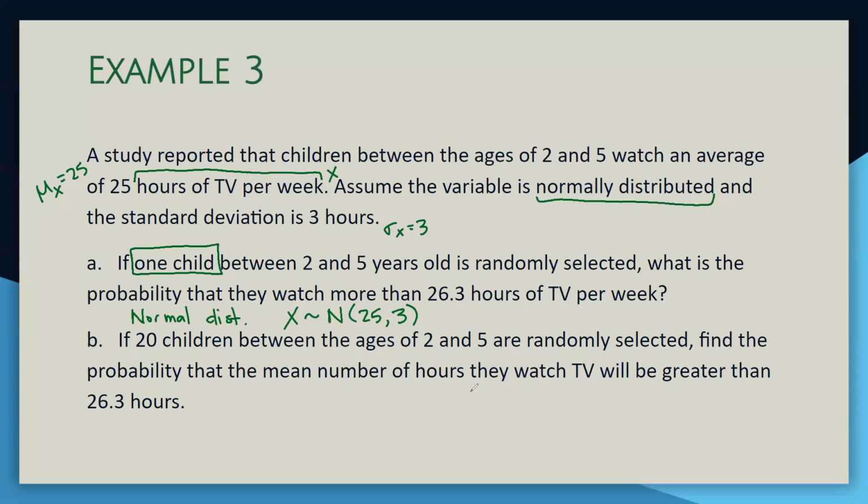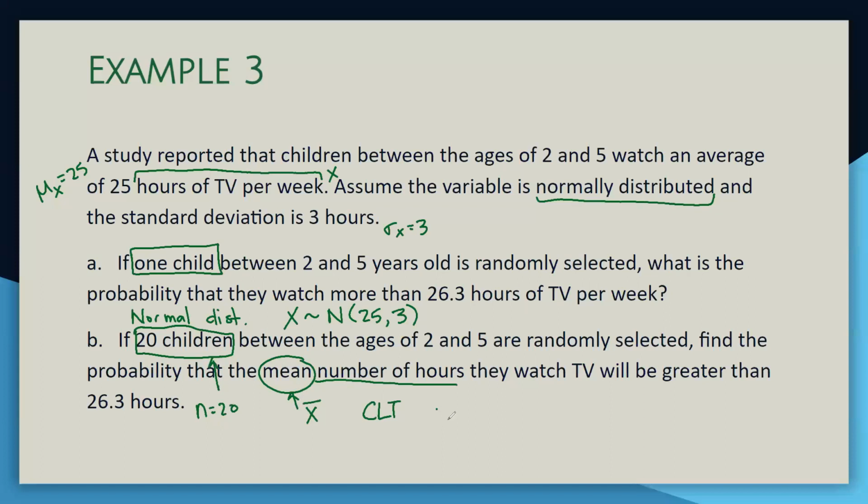For part B, it then says if 20 children between the ages of 2 and 5 are randomly selected, find the probability that the mean number of hours they watch TV per week will be greater than 26.3. So for B, they're giving us a sample size n equal to 20, and they're telling me that we're looking at sample means instead of raw population data. So those two pieces of information tell me that this is a central limit theorem problem.